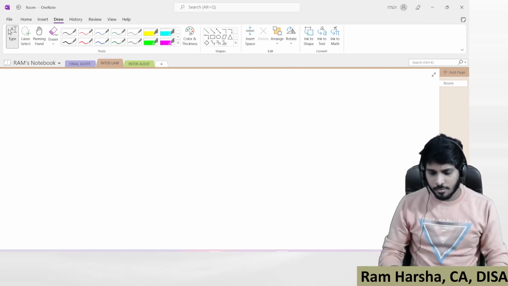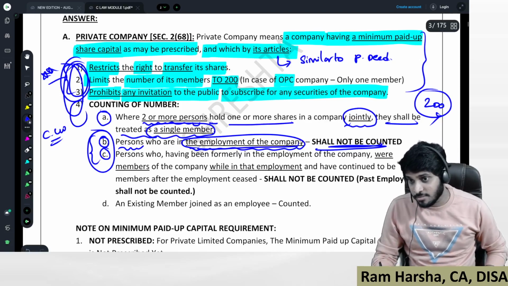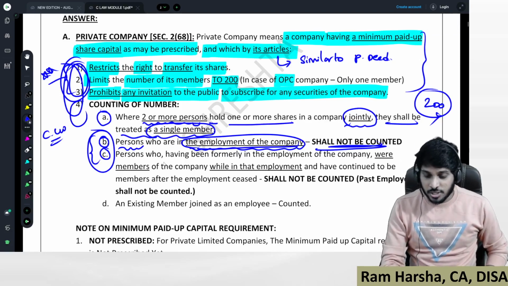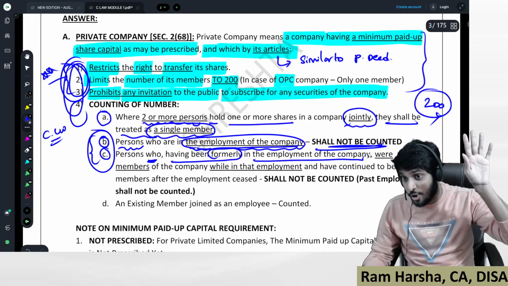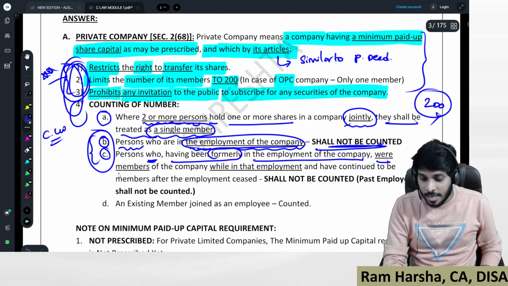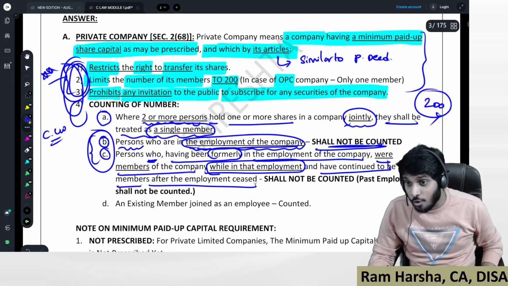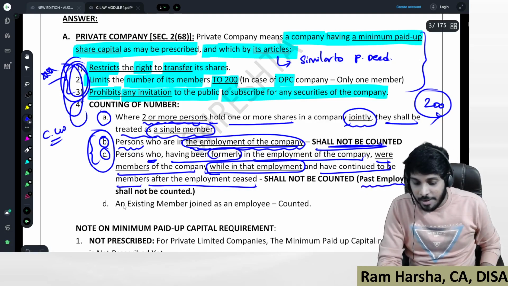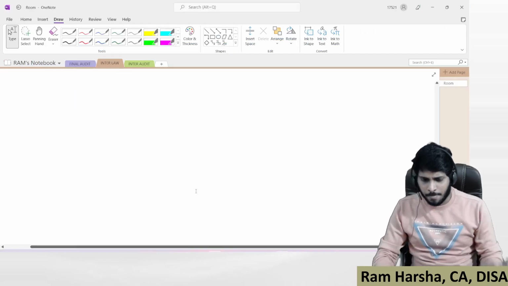Okay, what are they saying? Persons who are in employment of the company, they are not counted. Persons who, having been formerly in the employment of the company, formerly means once upon a time, not now, were members of the company while in that employment and have continued to be members even after employment ceased. What is this? Actually many interpret that past employees are not counted. That's absolutely wrong.